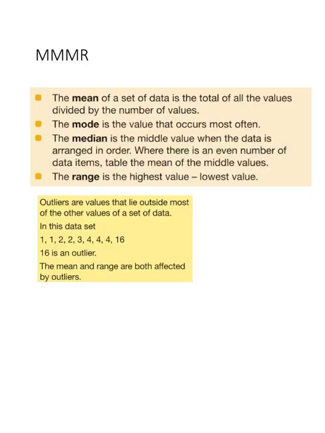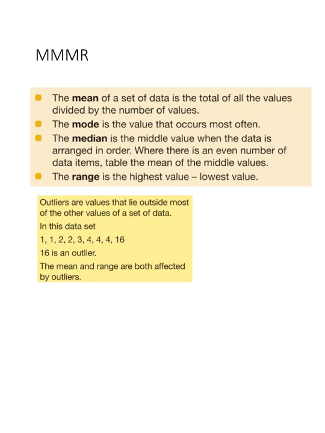Here we've just got a quick recap of some terms that you should be aware of. So the mean of a set of data is the total of all the values divided by the number of values. The mode is the value that occurs the most often. The median is the middle value. So when we put all the data in order, smallest to largest, the median is the middle value.